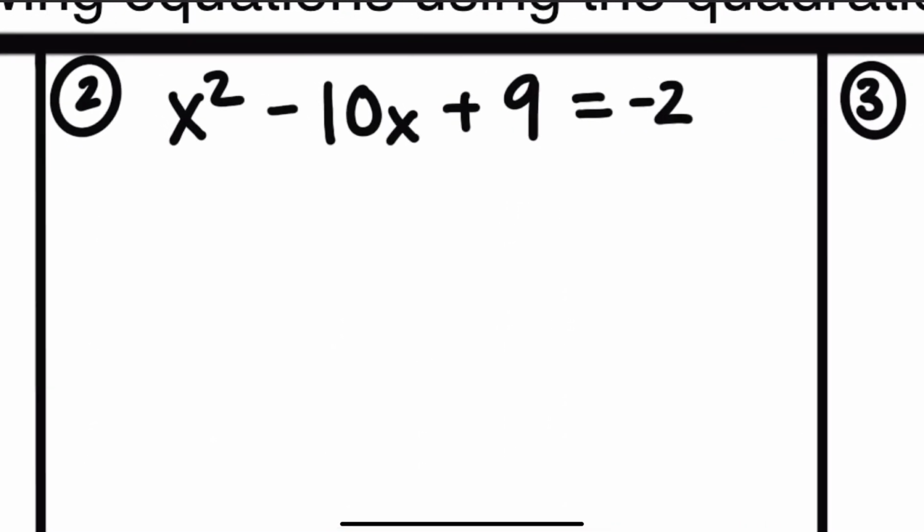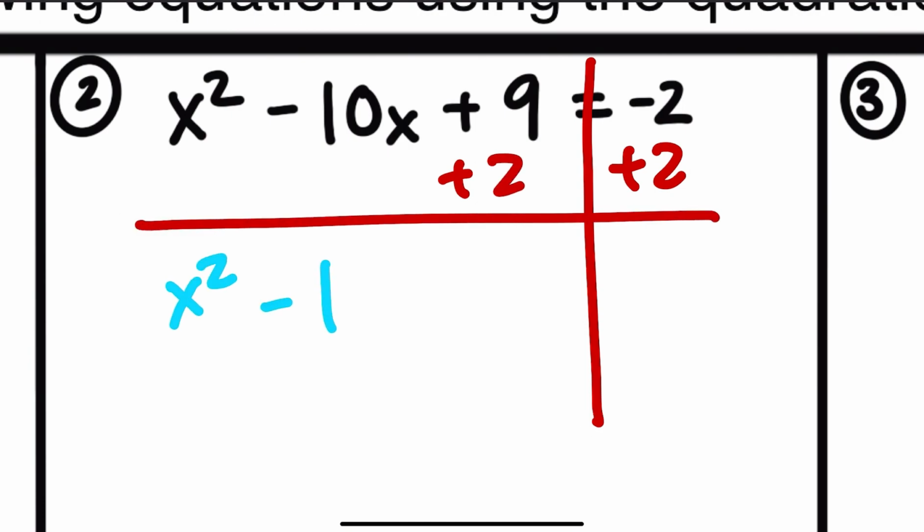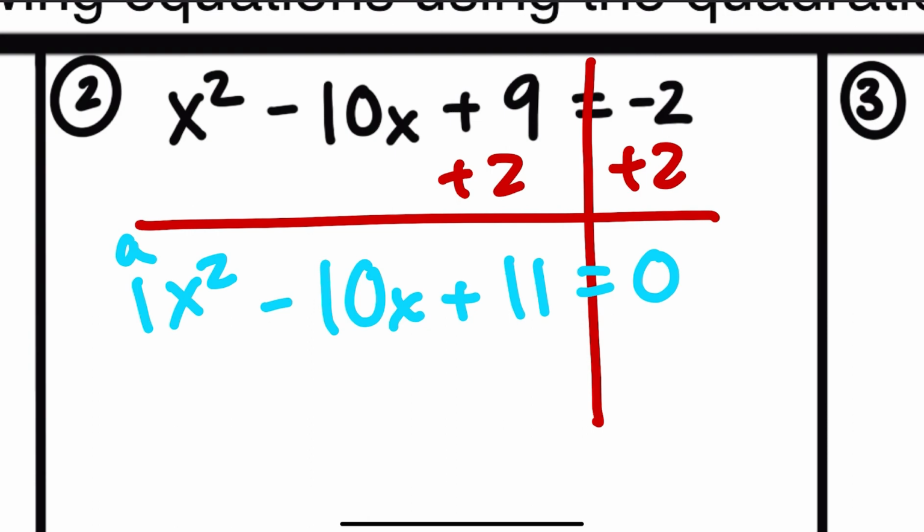I'm looking at this. Step number 1 said that we needed to have everything equal to 0. I see this is not a 0, so let me change that. Plus 2 to both sides. Okay, I'm going to end up with x squared minus 10x plus 9 plus 2, which is 11, equals 0. Now I can label my A, my B, and my C because now I have everything on one side.